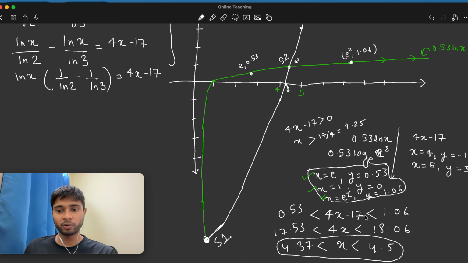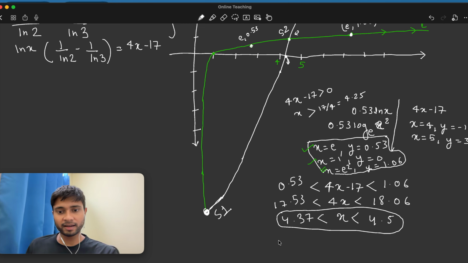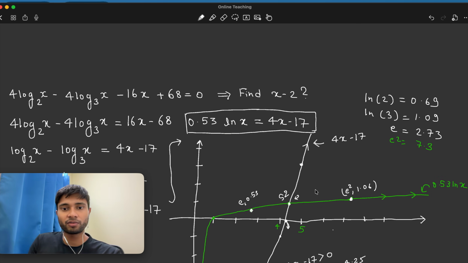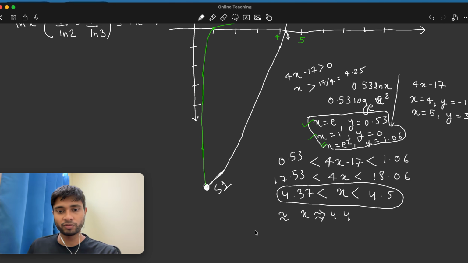How did we come to this? Because it should be less than 1.06 and greater than 0.53. Cool. So here it is. We can now roughly say that x should be approximately equal to 4.4. This is my solution. And as the question asked, we have to figure out the value of x minus 2. So x is 4.4, so x minus 2 will be 2.4. So this is the solution.